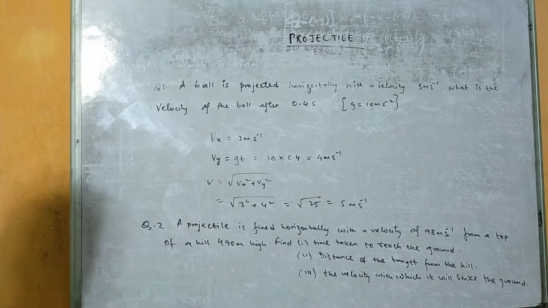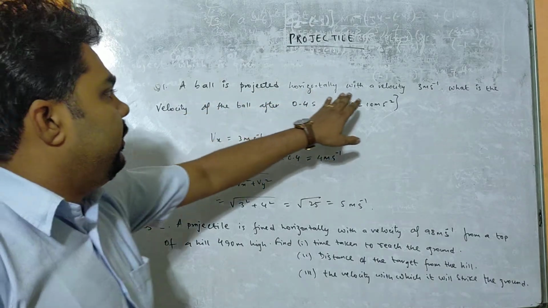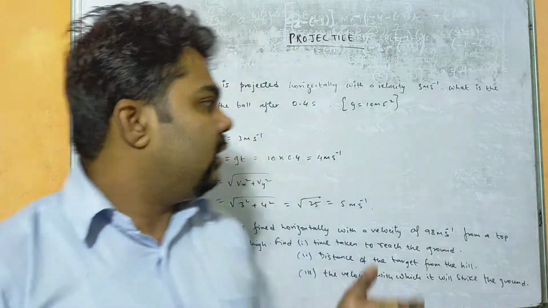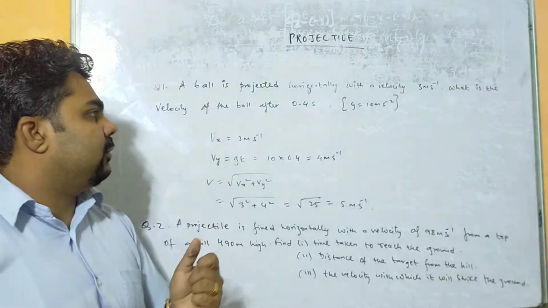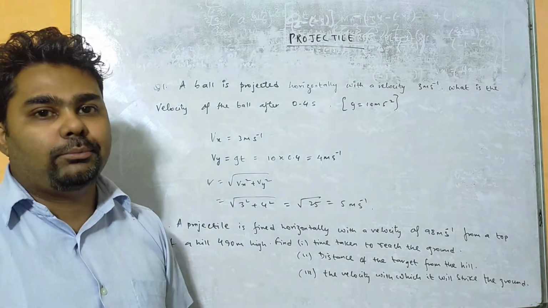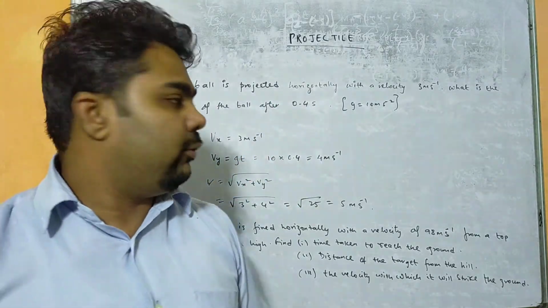So question number 1: a ball is projected horizontally with a velocity of 3 meter per second. That means what is the horizontal velocity? 3 meter per second. That is vx equals 3 meter per second. What is the velocity of the ball after 0.4 second? So time is given here, 0.4 second.